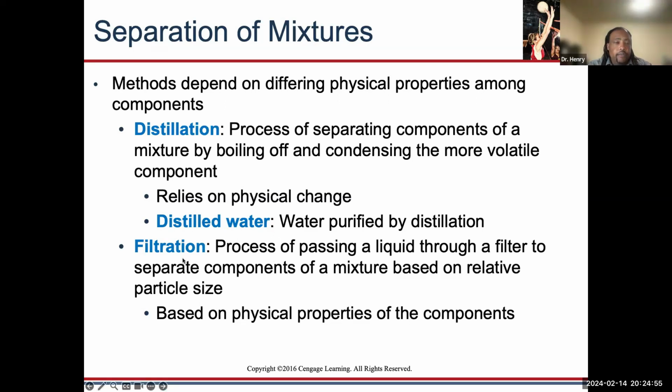Now, filtration is the process of passing something through a filter to separate it.